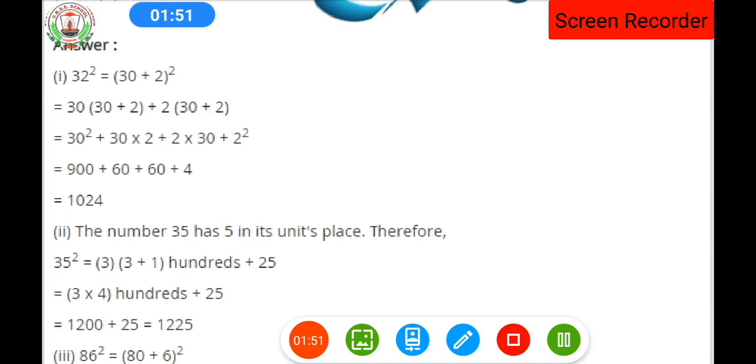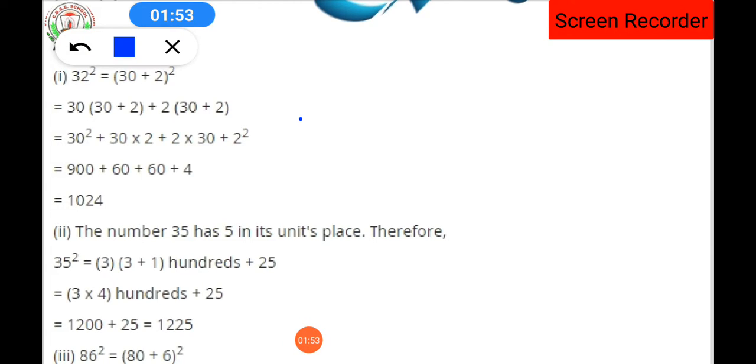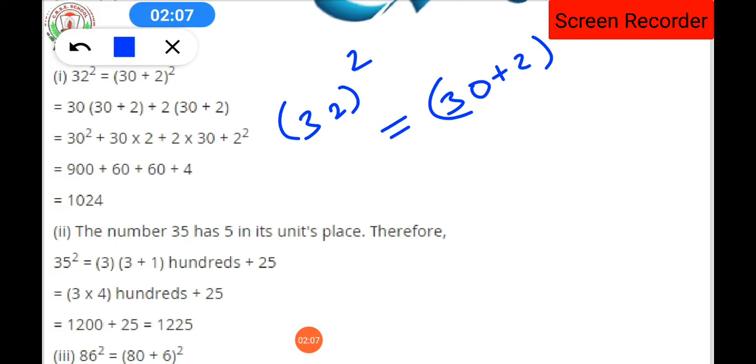The second method, which is here on the screen: in order to find the square of a number, do you remember this method we already did in class 6 and 7? So how to write 32? 32 can be written as 30 plus 2, isn't it? Because 30 plus 2 is 32 only. Now use the identity: this is in the form of (a plus b) the whole square, which is equal to a square plus b square plus 2ab.